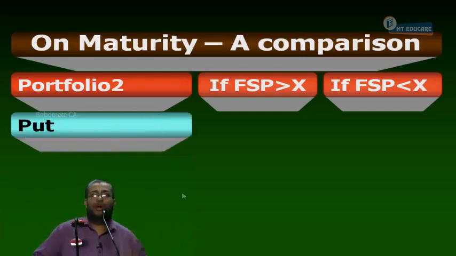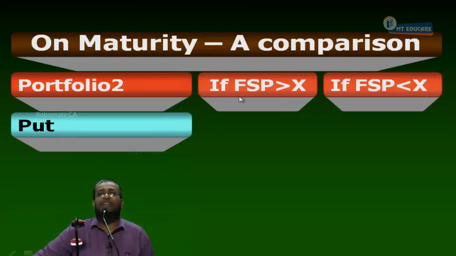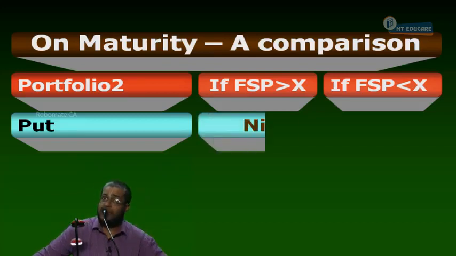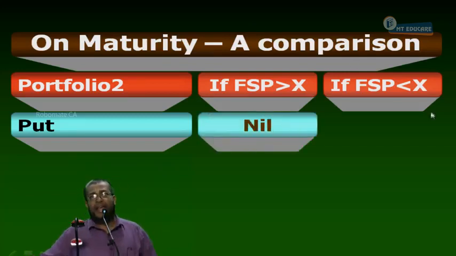Put option, FSP greater than X: exercise or lapse? I have a right to sell at the strike price. A share is worth higher money. Will I sell or not? I will not sell. So the put is worth what? Nothing. Put is nil.